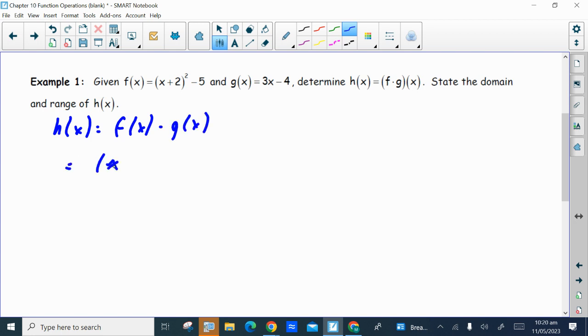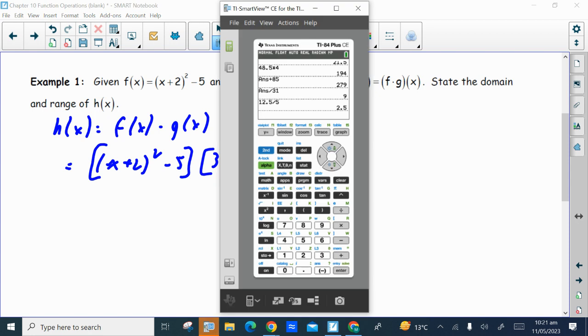F at x is x plus 2 all squared minus 5. And that's multiplied by g at x, which is 3x minus 4. You could multiply these out if you wanted to, but it wouldn't really be any simpler than what we have right there. So let's just leave it as is.